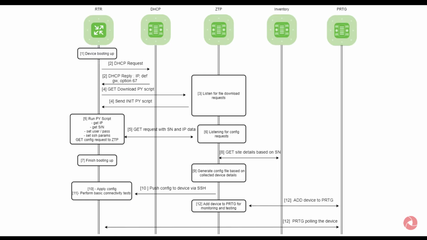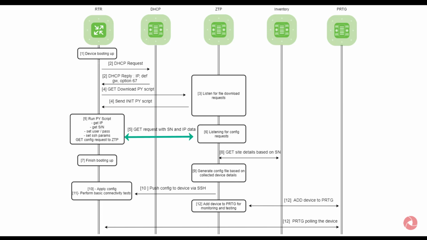Call flow. Upon powering up, router starts boot up sequence and sends DHCP request to DHCP server. DHCP responds with several parameters like IP address, default gateway, and DHCP option 67, in which router can find address from where it can collect the boot script. After receiving DHCP response, based on option 67, router is sending download request to ZTP server, which listens for such request. In response to download request, ZTP server returns initial Python script, which router starts to execute.